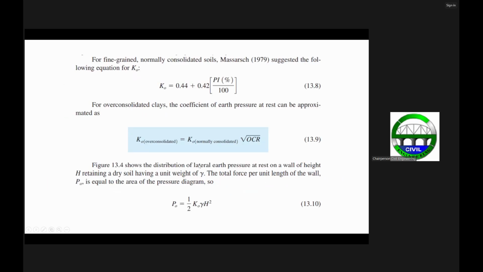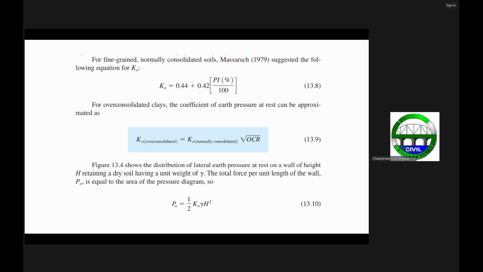So to get the total force per unit length of the wall, let us call that P sub O. That's the total force per unit length of the wall. Why is it total force per unit length? Let's see. This is unit weight, let's say kilonewtons per cubic meter, multiplied by H squared, so square meters. Then you have kilonewtons per meter. So that's force per unit length, per meter of wall.